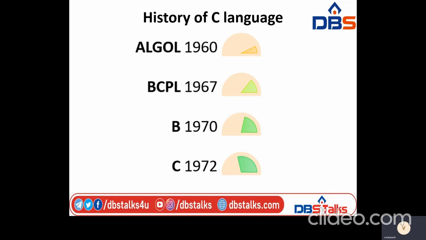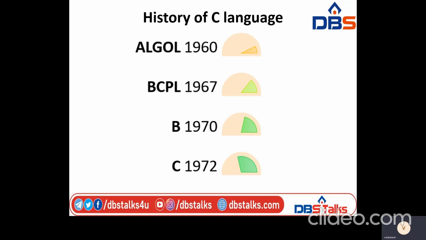Okay. From BCPL only, in the year 1970, the language developed was B. The language name was B. Who developed this language is Ken Thompson in the laboratory of AT&T, that is American Telephone and Telegraph Bell Laboratories. In the year 1972, the language C was developed from the previous language B by Dennis Ritchie.